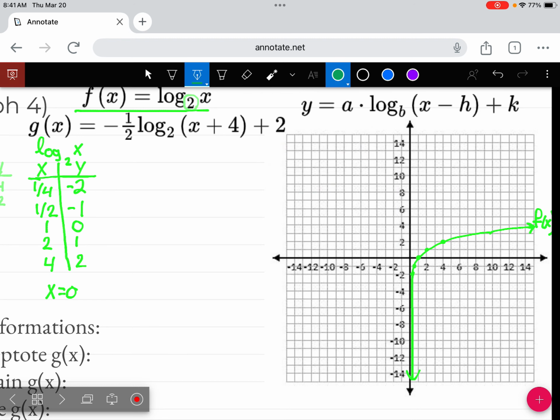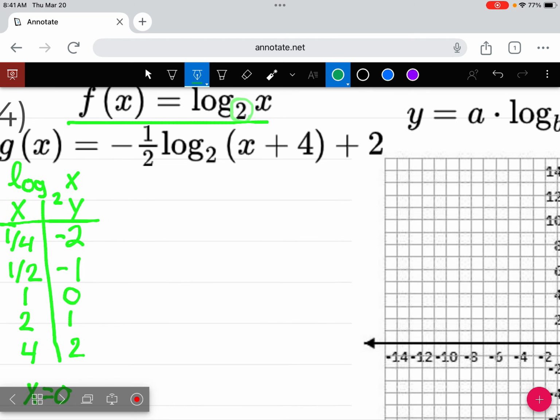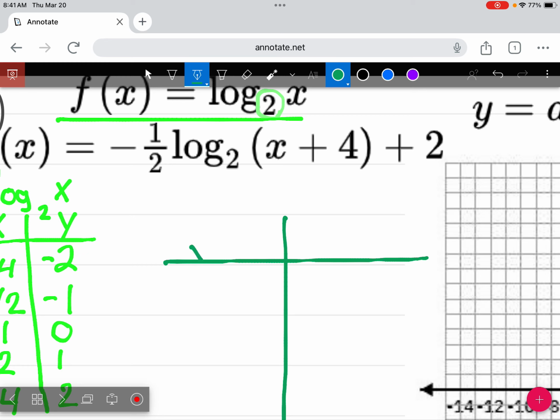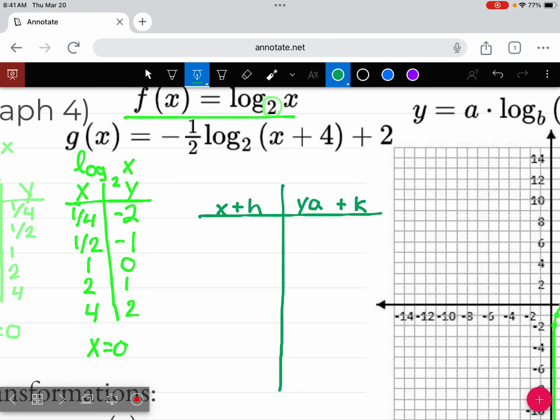Questions on that one? Because then we need to find our transformed function. So one more graph to do. We need to be able to take our x's and add h, and always remember how much graphing makes us yak, ya plus k. That means I need to know what a, h, and k are.